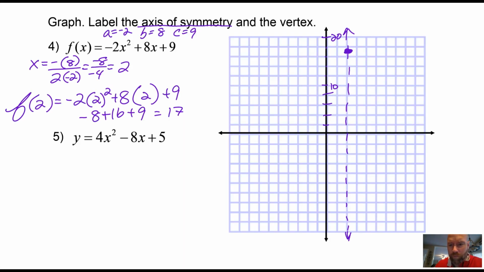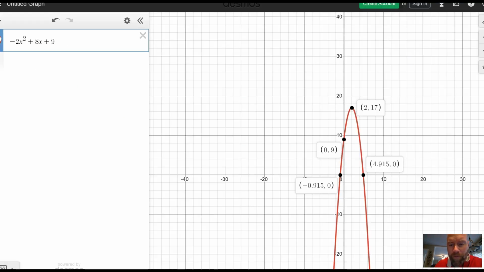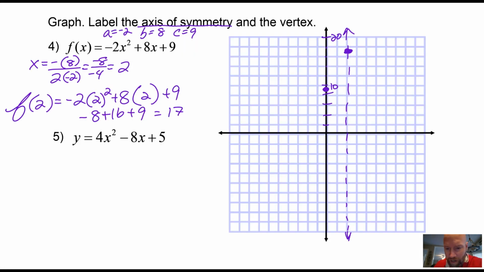then we're cool. So my vertex is there, my y-intercept is at positive 9, my graph of my parabola opens downward, and then it's at almost negative 1 and almost 5. So almost negative 1 and almost 5. 1, 2, 3, 4, 5. So almost there and almost there.